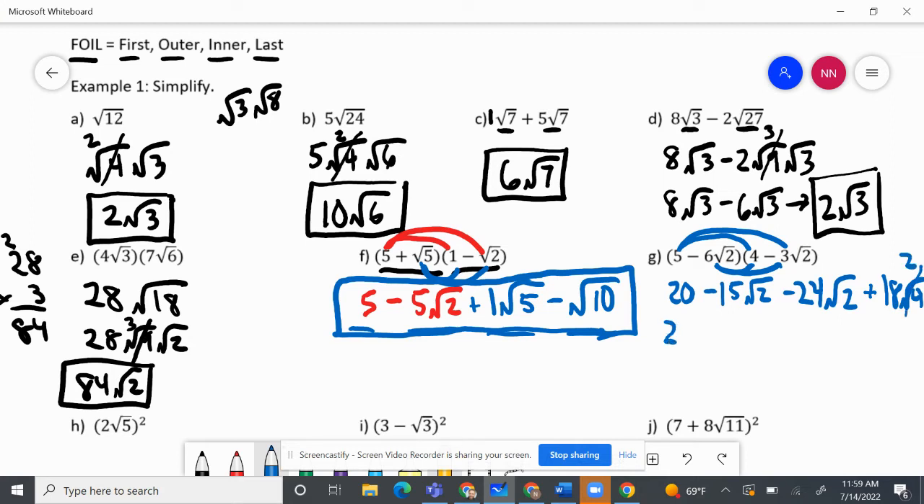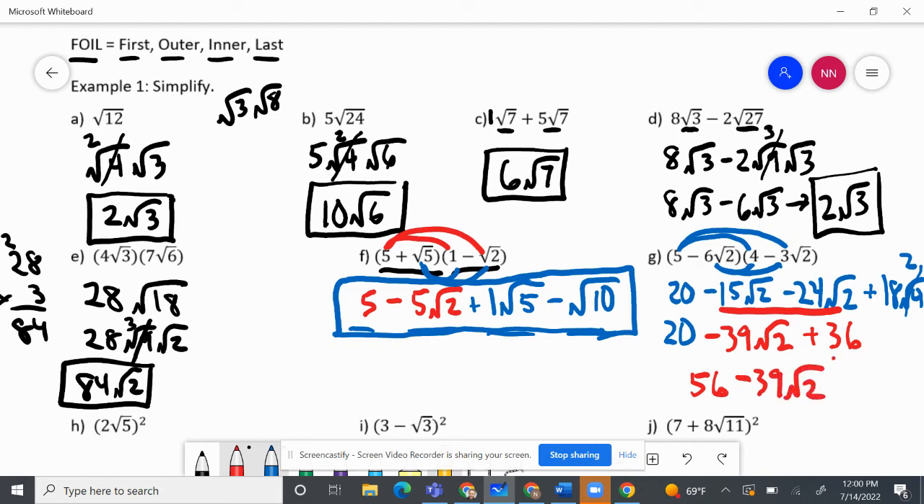So we have 20. What we have are like terms, the 15 and the 24, which is going to give us negative 39√2. 2 times 18 is 36, so we're adding 36. 20 plus 36 is going to give us 56 minus 39√2. So that one simplifies a lot more than the last one.